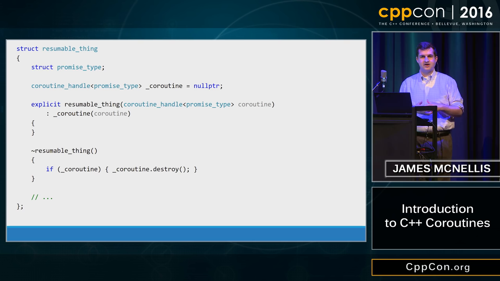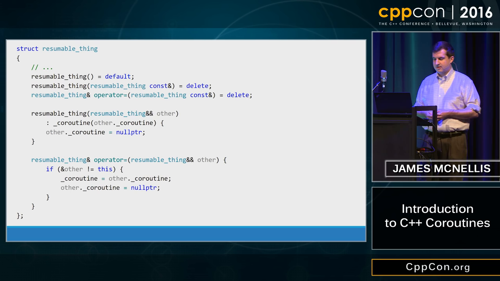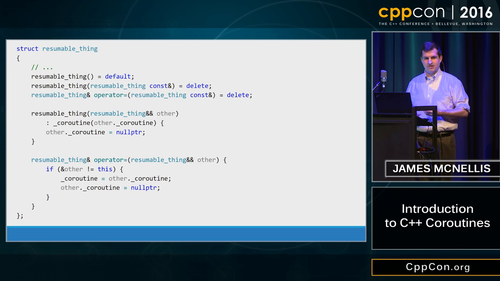We have a bit of boilerplate that we need to do. So here you see we have the default constructor, and then we do not allow copying, but we do allow moving from one instance to another. The coroutine handle type doesn't provide any sort of lifetime management. It's just like a raw pointer. That's exactly what you want so that you can build bigger abstractions on top of that, like this type here.